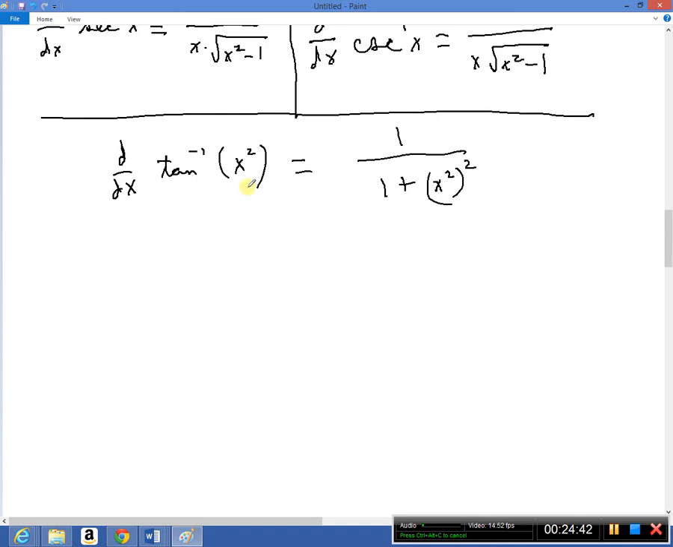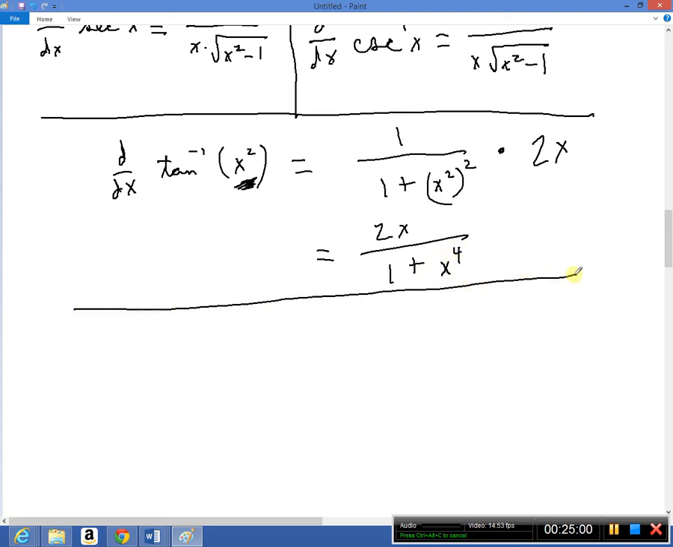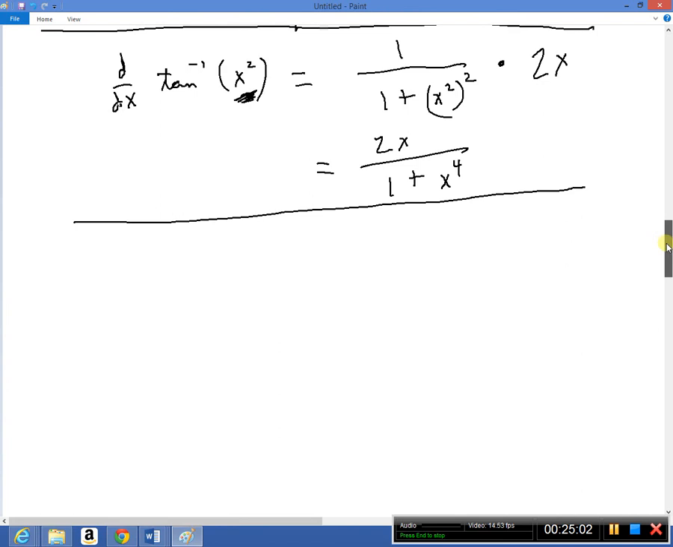But the chain rule says, wait a minute, what you're plugging in is not x. So you got to multiply by the derivative of what's inside. That's not too bad. 2x. So, final answer, 2x over 1 plus x to the fourth. All right, end of problem. Not too bad. Let's try another one.